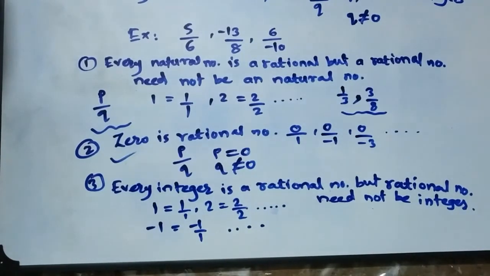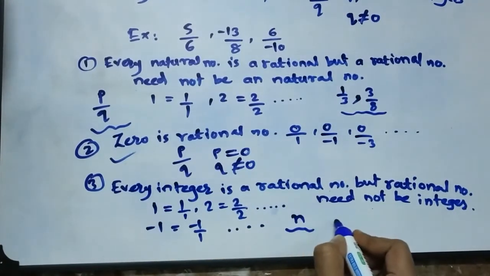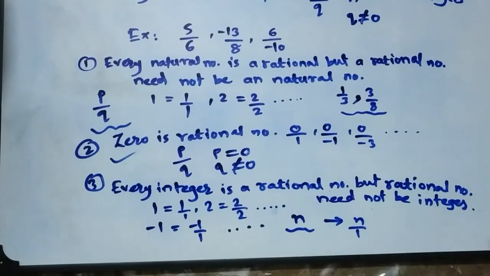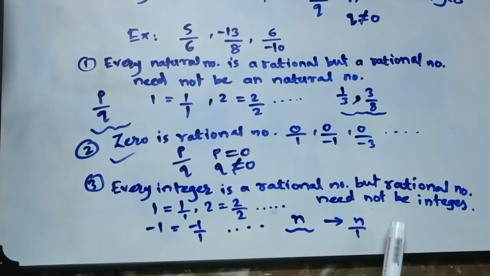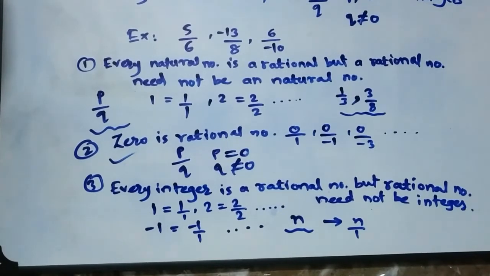In general, friends, suppose n is any integer. You can write n as n by 1, which is in the form of P by Q. So you can represent n as n by 1, which is nothing but a rational number. But rational numbers are not always integers. So the reverse is not true.